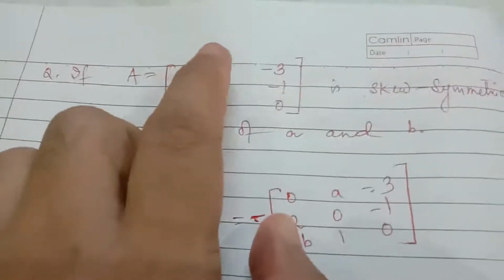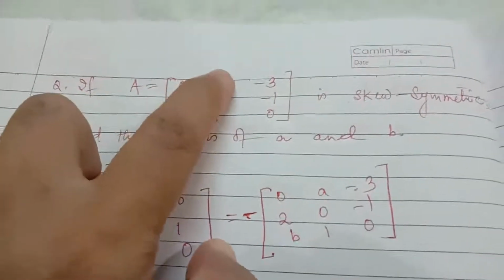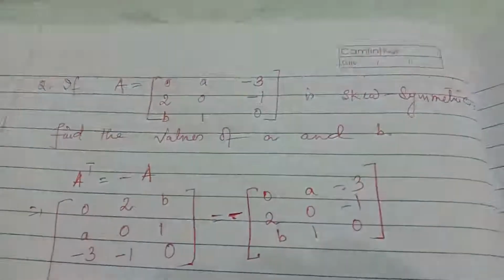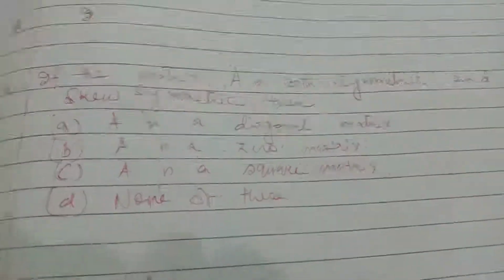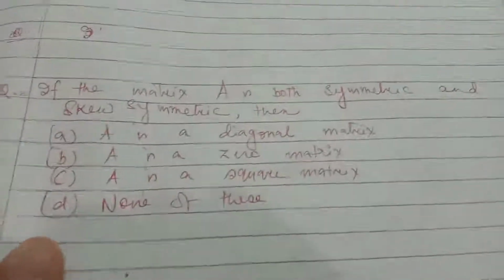Okay. The simple way to proceed is that we have to change the sign. If this is plus 2, this must be minus 2. If this is minus 3, this must be plus 3. Okay. I have taken a simple question from NCERT book.